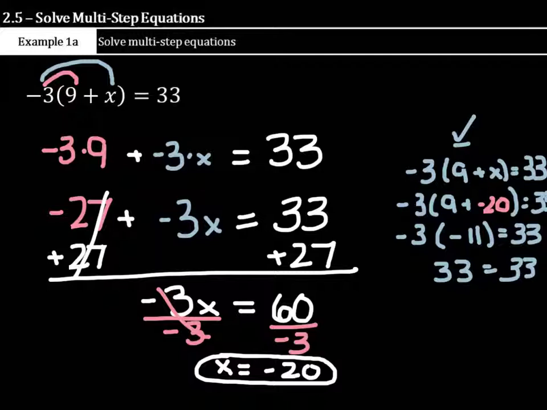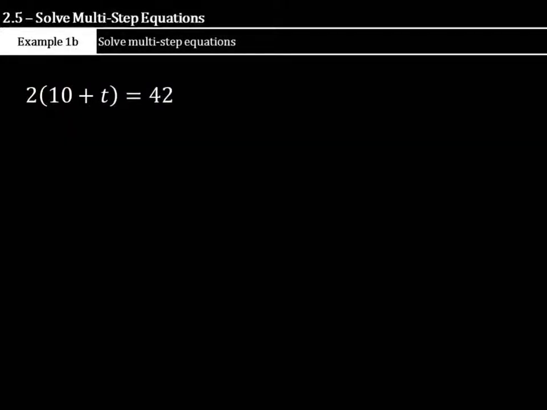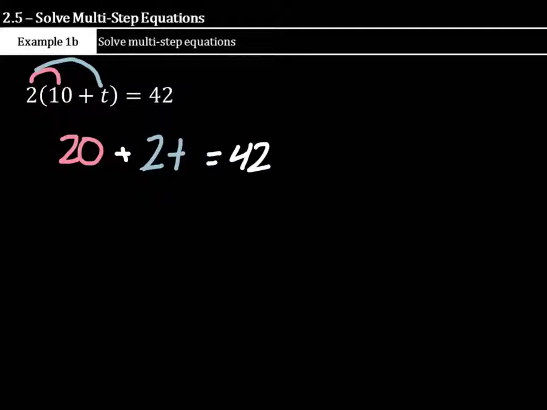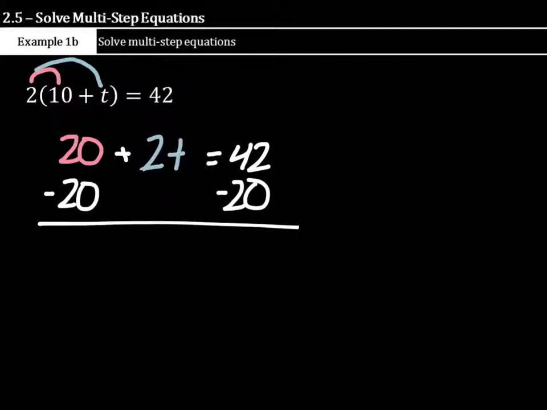Let's move on to another example very similar to this. Here we have 2 times 10 plus t equals 42. Well, again, we can distribute the 2 times 10 and the 2 times t. So 2 times 10 is 20, plus 2 times t is 2t, equals 42. You have your variable with the 2 there, so let's focus on this 20 first. And what's the opposite of a positive 20 but a negative 20? So subtract 20 from both sides of the equation, and you're left with 2t equals 22.